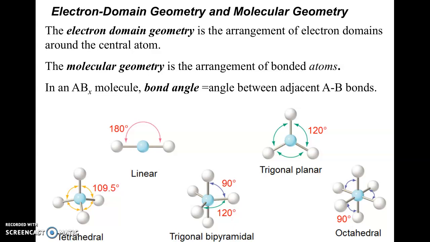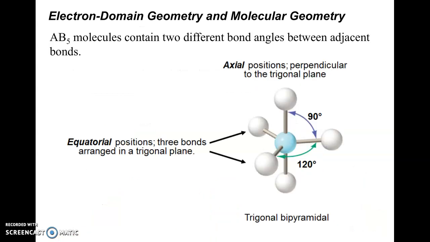Then we have the trigonal bipyramidal and the octahedral, and I want to look at this trigonal bipyramidal a little bit more because here you have two different bond angles. Remember, you have an atom on top, an atom on bottom, so those are 90 degrees away from the plane, but the plane that contains the 3 B atoms makes up a triangle, so you have 120 degrees there.